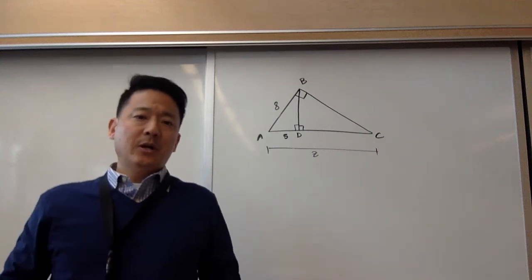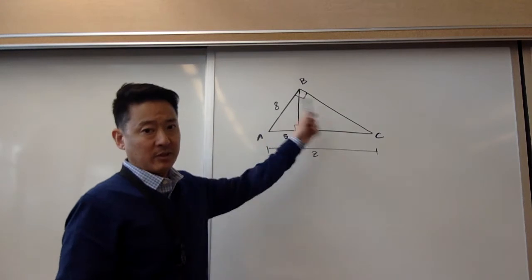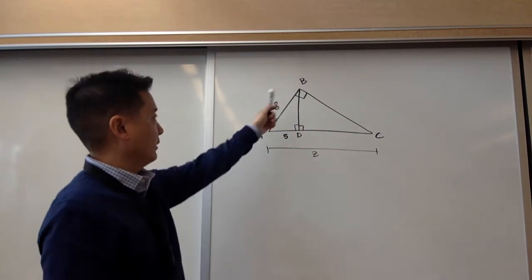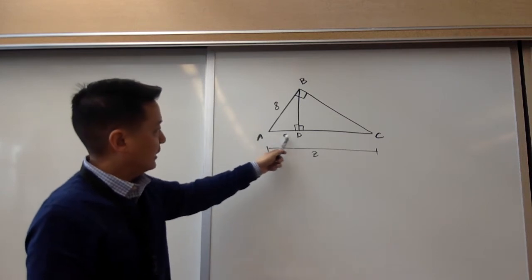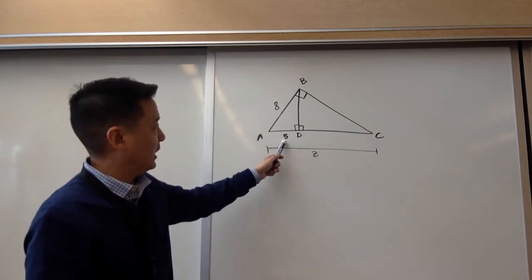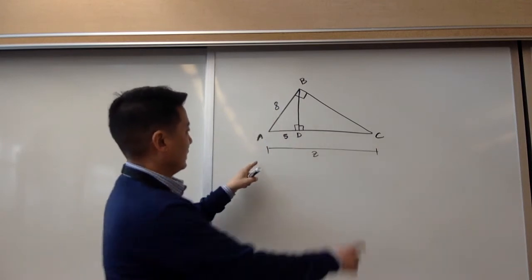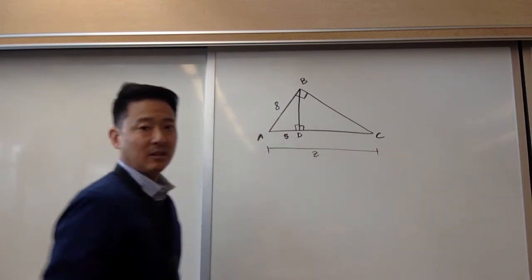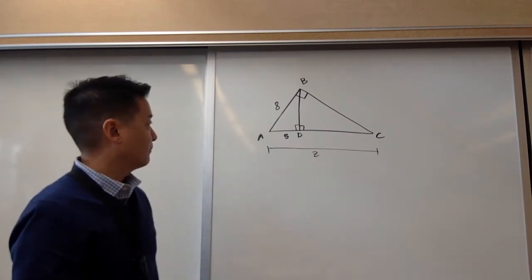Students, here's another problem to solve involving similar right triangles. So let's say you have the biggest right triangle is triangle ABC, and we've dropped an altitude, and we're given that the length of AD is 5, and the length of AB is 8, and the length of AC is Z, and we want to solve for Z.